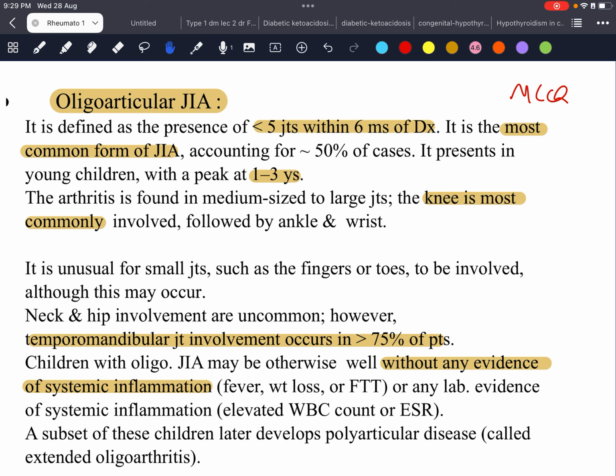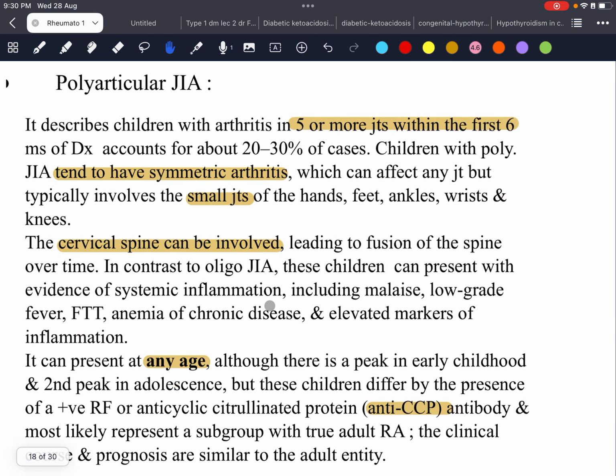The most common joint involved is the knee, and in 75% there is temporomandibular joint involvement. This oligoarticular form occurs without systemic inflammation. The patient will not suffer from fever, weight loss, or failure to thrive, and even the lab investigation is usually normal. And this is in contrast to the polyarticular form of juvenile idiopathic arthritis.